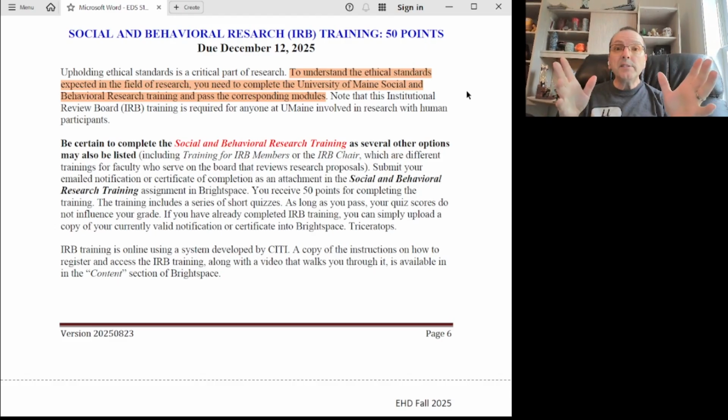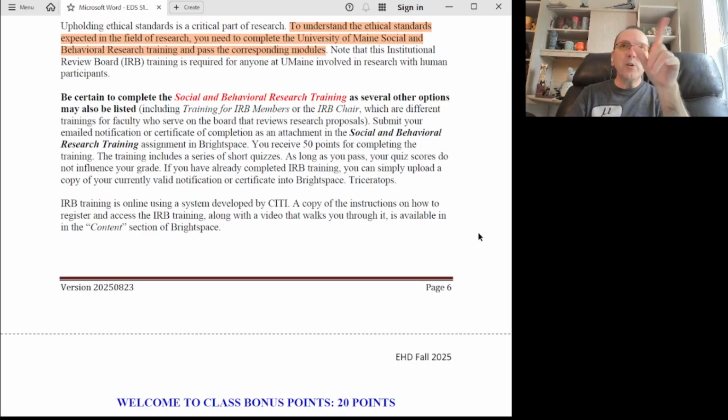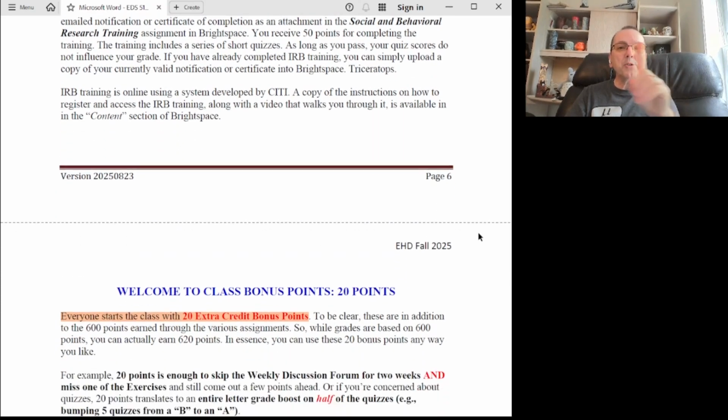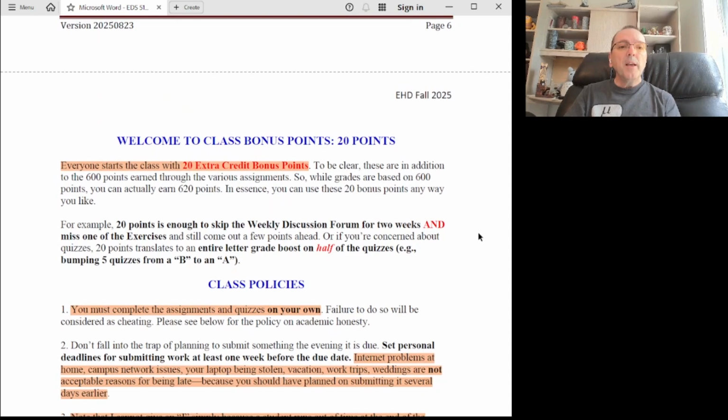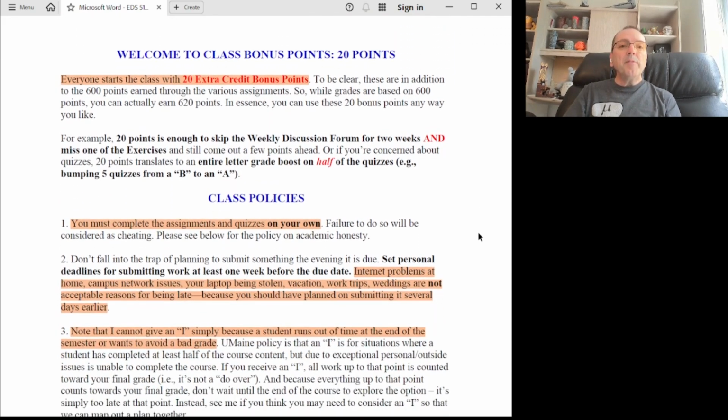Now, if you've already done this and it's active for either another course or because you're working on a project with a professor, upload your certificate. If it's still valid, upload the certificate and you already got it. You don't have to redo it for that. As I point out here, make sure you get the right training when you log into City. For the training, you'll notice there's several potential options. Make sure you pick the correct one.